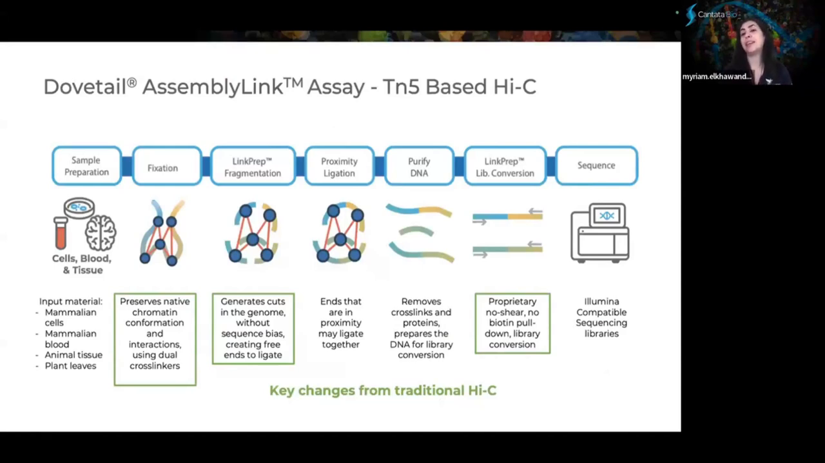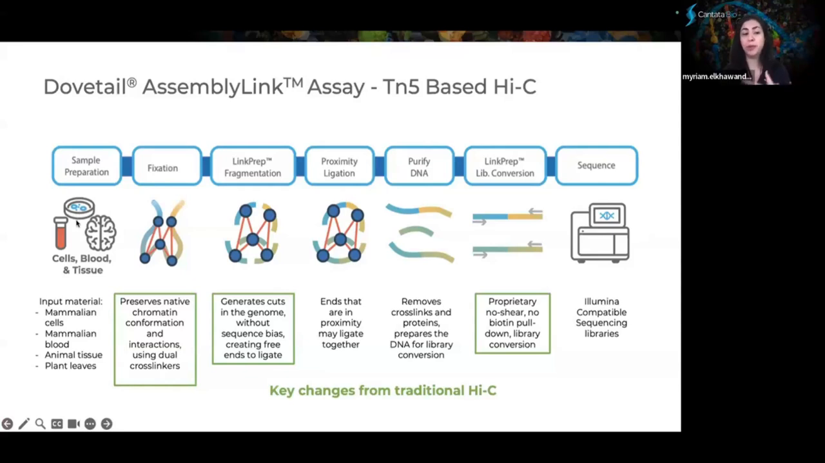The AssemblyLink assay is based on the LinkPrep chemistry that was recently launched by Dovetail Genomics, and it's a Tn5-based Hi-C. So the AssemblyLink workflow shares similarities with the Hi-C workflow that I previously discussed, but also has key changes that help solve the challenges of existing Hi-C methods. And I'll walk you through these changes.